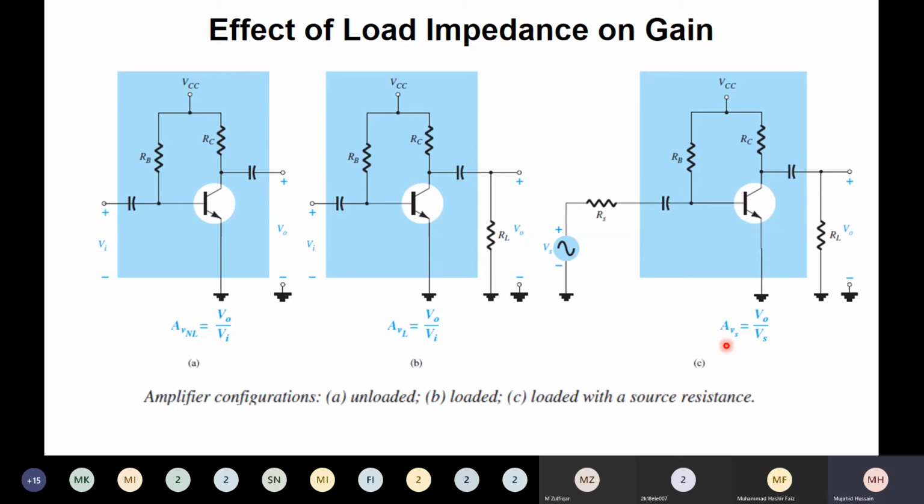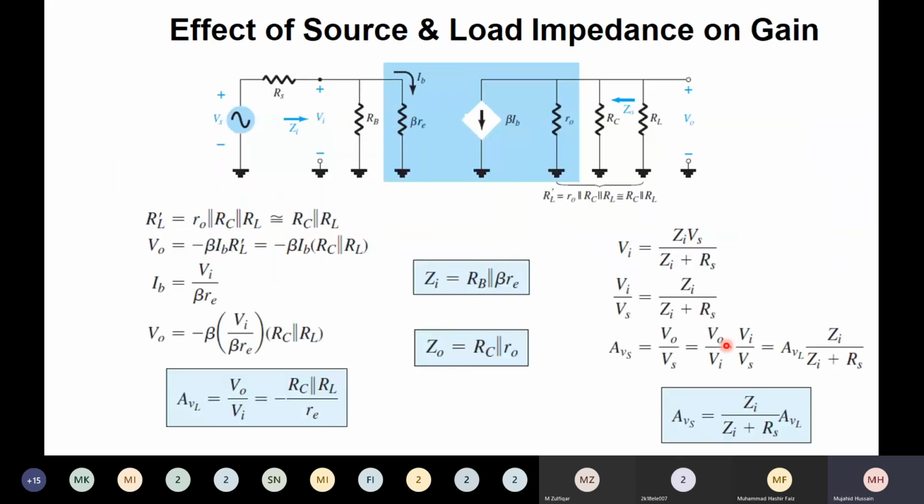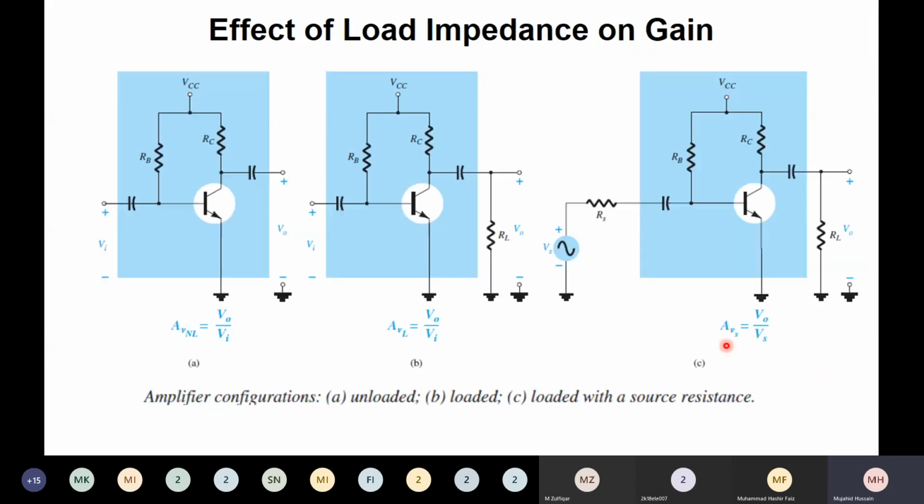If you see figure C, this figure is now analyzed, and its gain is found using different formulas and techniques that we have studied earlier. So we are considering this configuration given in figure C for the further analysis.